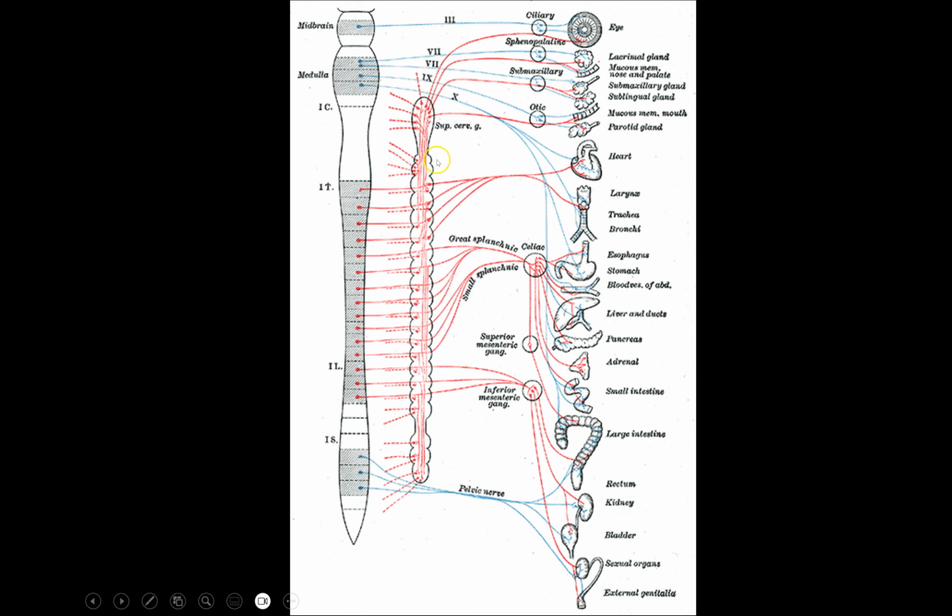This is a picture showing the details of the nervous system, and this might be the cause that many people say that it is a very complex system. But if you go a bit by bit, as we said, you will find that it is really simple.